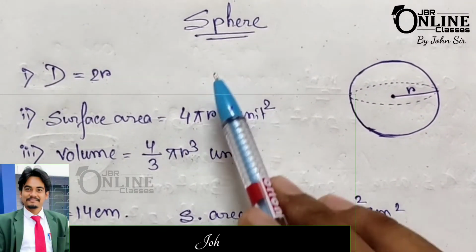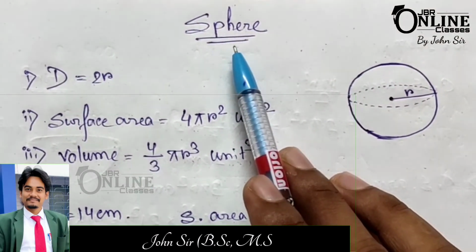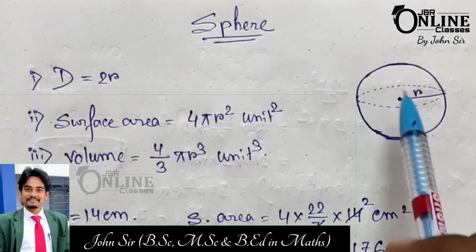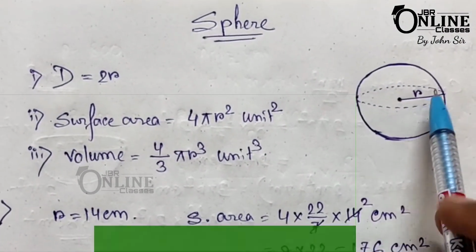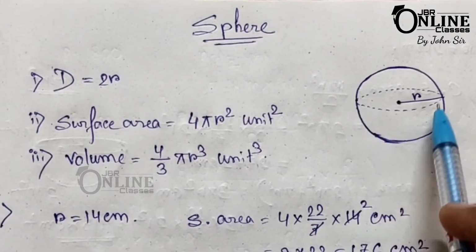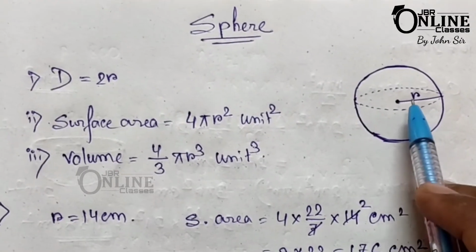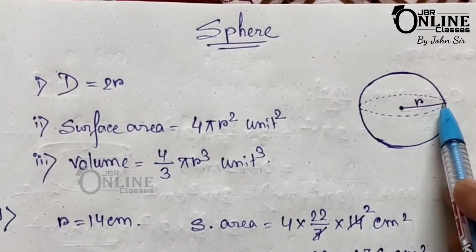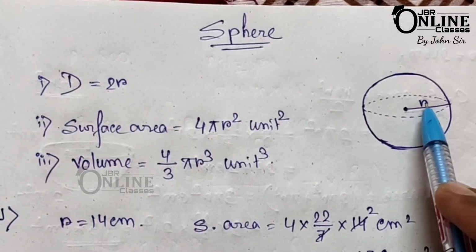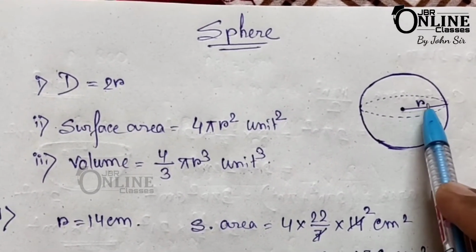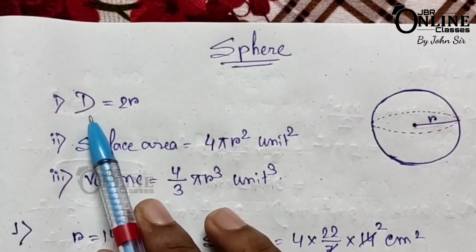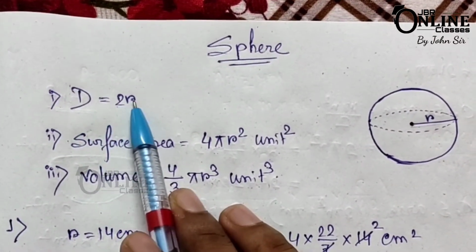Hello everyone, today I am going to start a new chapter, sphere, from mensuration. Here the sphere is a 3D diagram. If you draw a sphere on paper, there will be the center of that sphere, and this is the radius of that sphere. I denote the radius by r. Now d means diameter, so the diameter of the sphere equals 2 into radius.